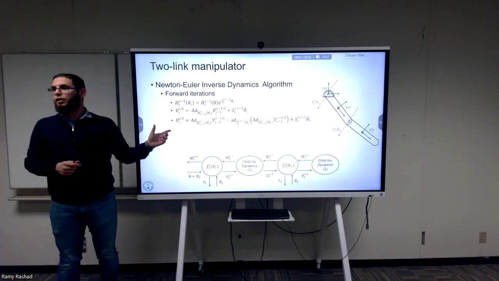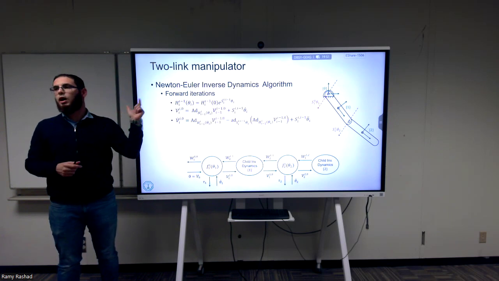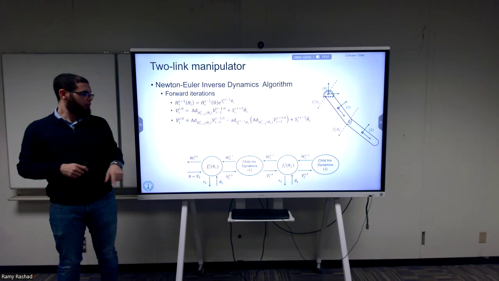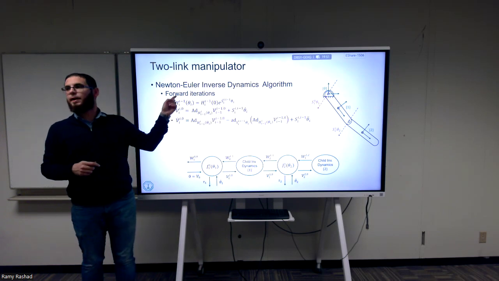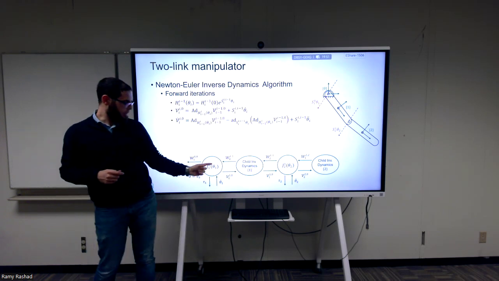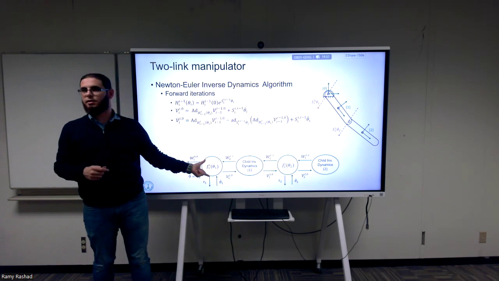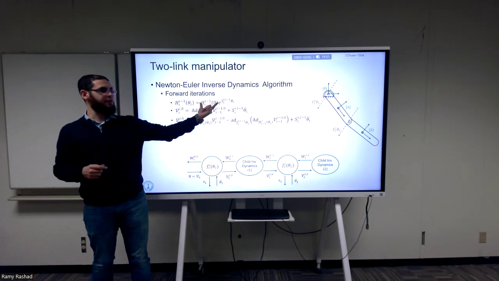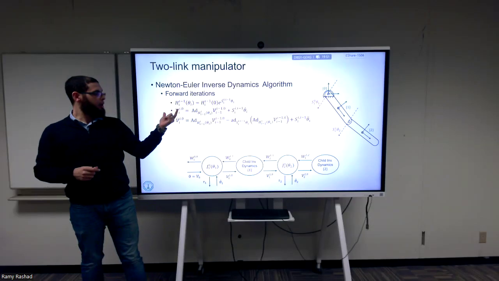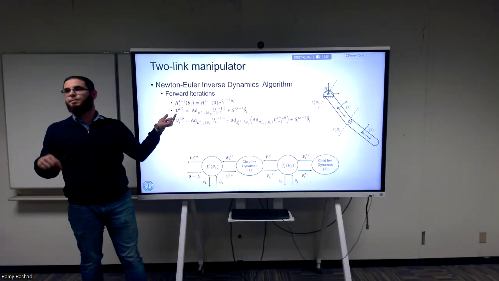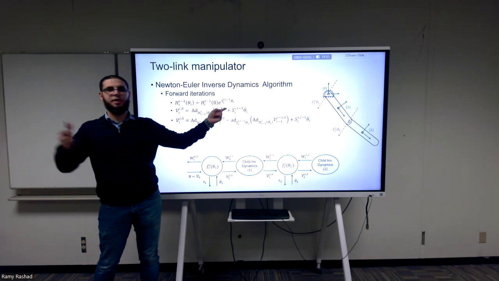So in the forward iterations, these are all of the expressions we are using. We just have i and i minus 1. So i here goes from 1 to 2. So the h of 1 with respect to 0 is what's used in this joint expression, and is given by the exponential map. The twist of 1 with respect to 0 expressed in 1 is given by everything else we had.